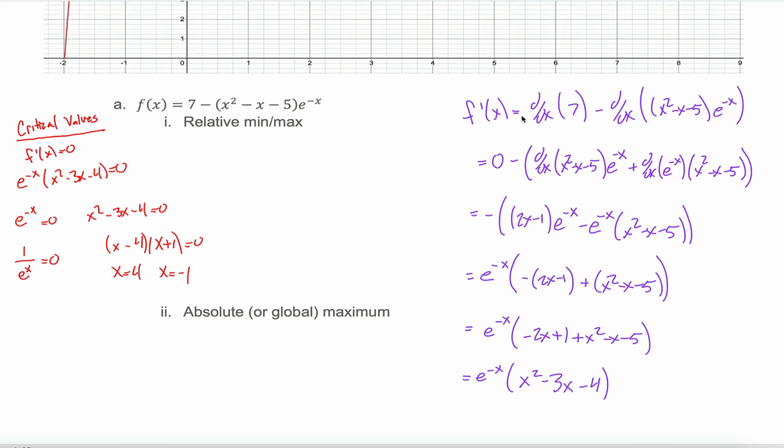Wait, what were we doing again? Remember, we took the first derivative and set it equal to 0 to figure out critical values. The reason we figured out critical values is because critical values come in 3 flavors: relative minimum, relative maximum, and neither. We want to know relative minimum and relative maximum of this graph, so we have these two candidates, 4 and negative 1.